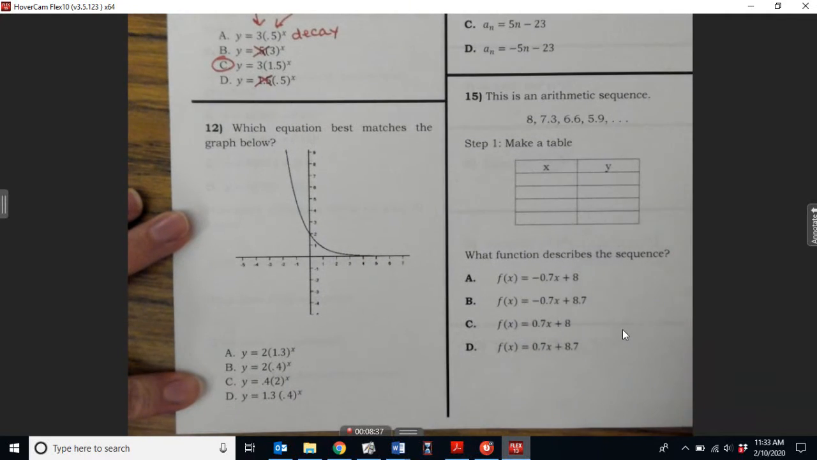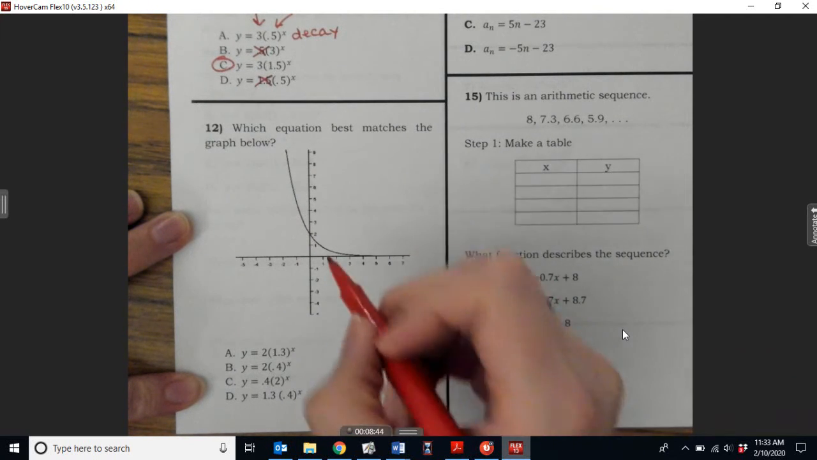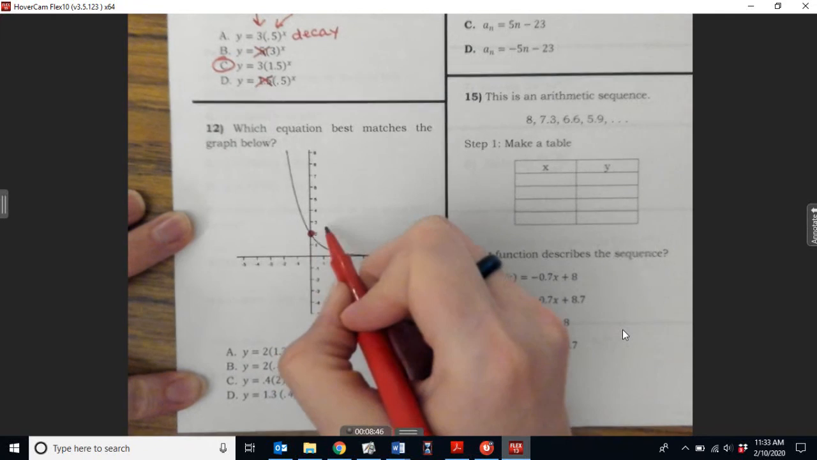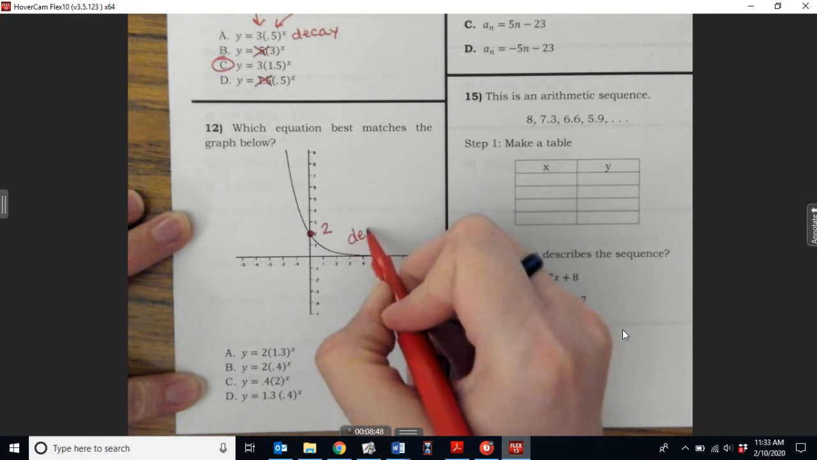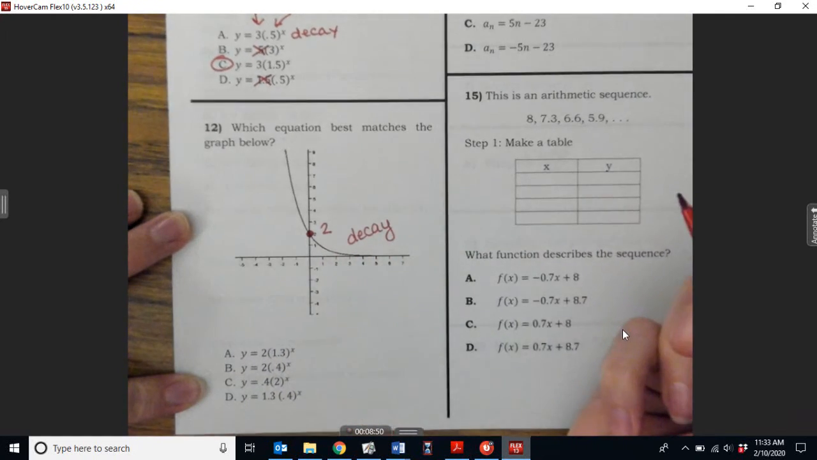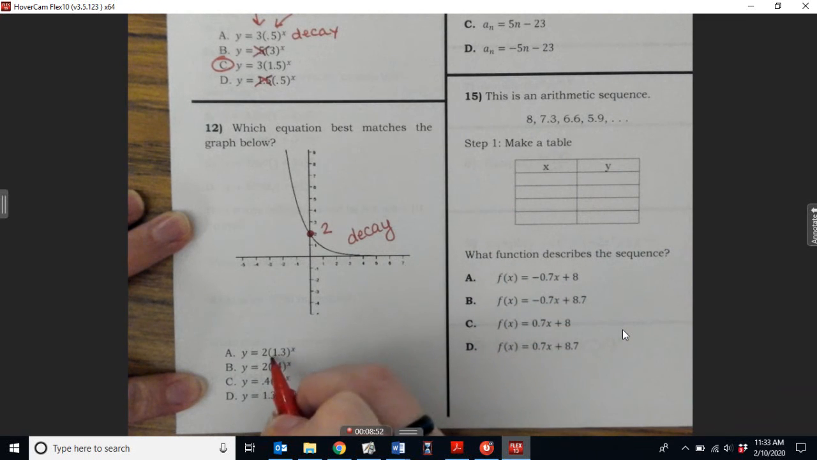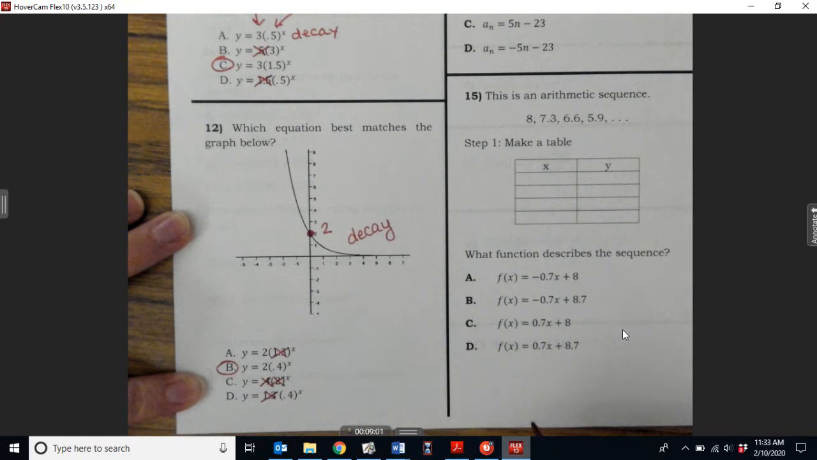All right, number 12. Which equation best matches the graph below? Again, it's about where are you starting. Here we're starting at 2, and it's a decay equation or graph. So this is growth, this is growth, and then it has to start at 2, which means the only option here is B.